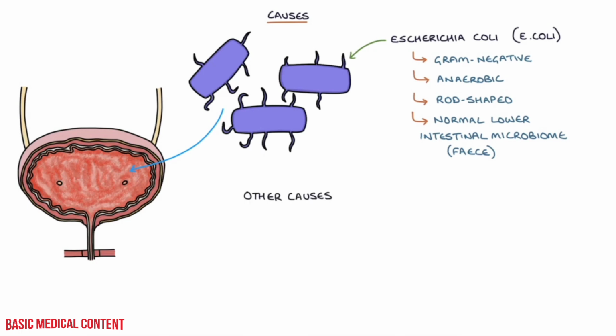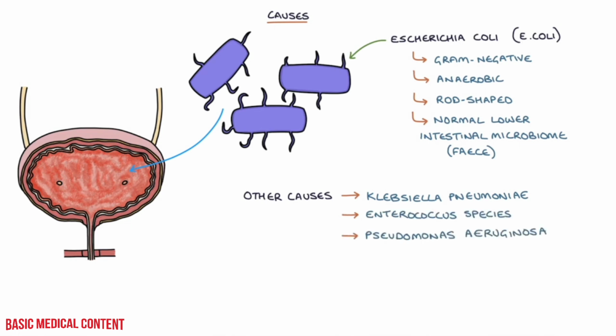Other causes of lower urinary tract infections are Klebsiella pneumoniae, which is a gram-negative anaerobic rod, Enterococcus species, Pseudomonas aeruginosa, Staphylococcus saprophyticus, and Candida albicans, which is a fungus.